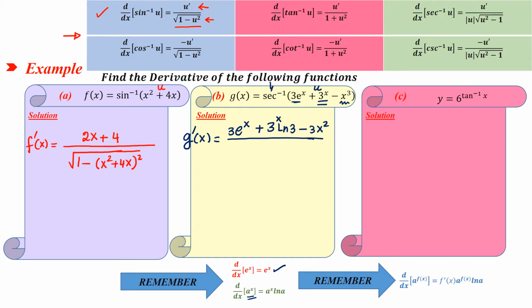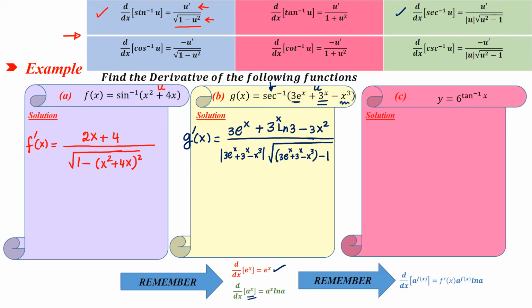Now we talk about secant inverse of x, and this is the derivative of secant inverse: the derivative of the inside function divided by the absolute value of the inside function, 3e to the x plus 3 to the x minus x cubed, multiplied by the square root of the inside function squared, 3e to the x plus 3 to the x minus x cubed, minus 1. And this is the derivative of the second function.